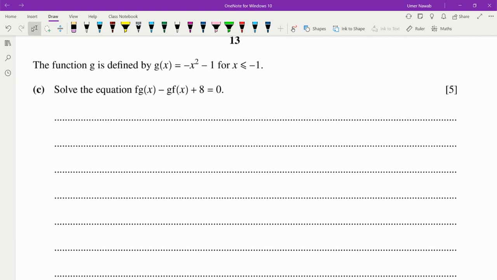Next function is a g function he has given. Guys, it's a different function, but it is still quadratic, and the domain is x less than or equal to -1. Now the examiner says solve this equation. So f of g of x I have to calculate first. So I need to throw g in f.